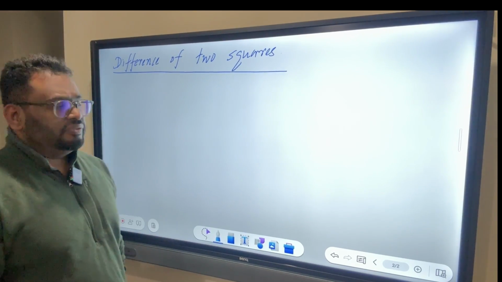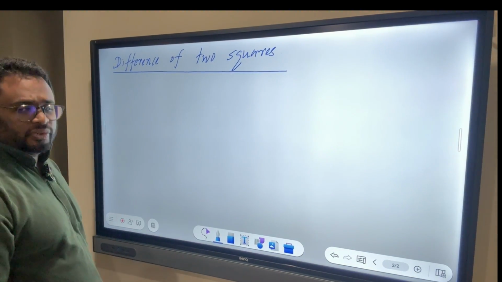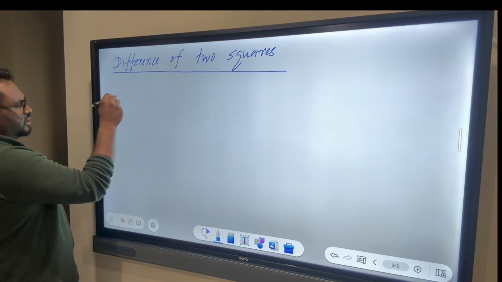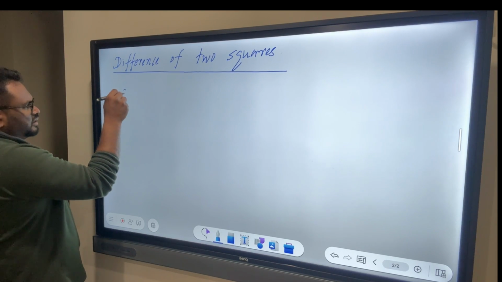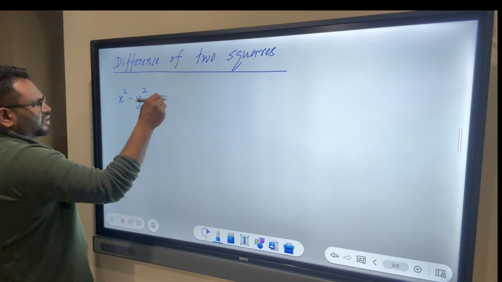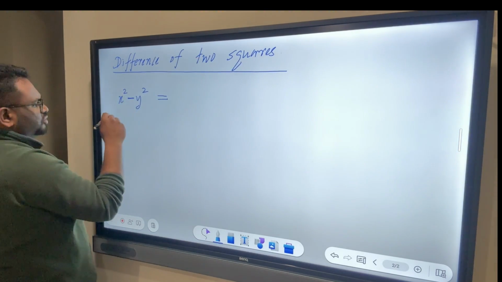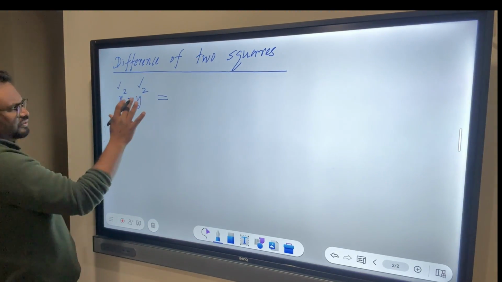Hello, today we are going to discuss the difference of two squares. So let's think about the theory part. If you have something like this, difference means minus, and two squares. So you have two squares here. This is called the difference of two squares.